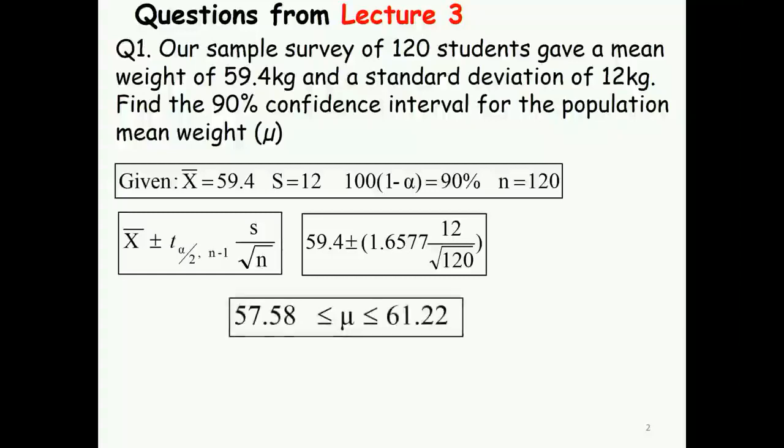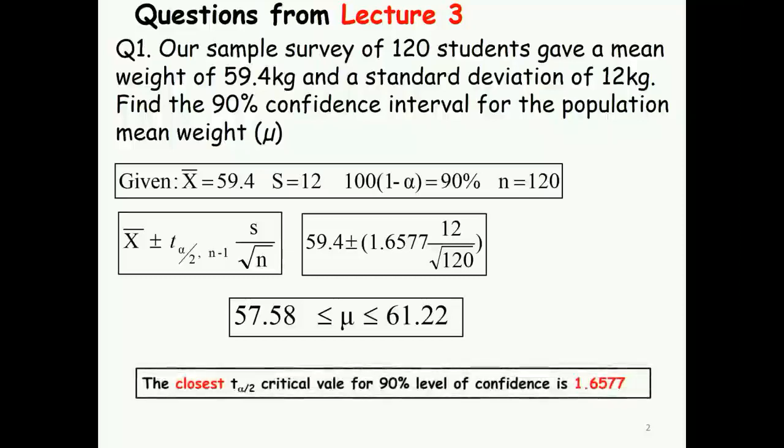So we are 90% confident that the population mean would be somewhere between these two values. We don't know the population mean, but we could estimate. So the estimation of the population mean would be somewhere between these two numbers.